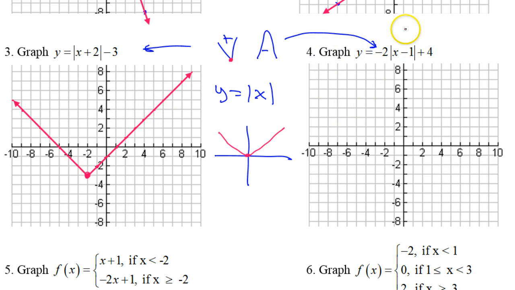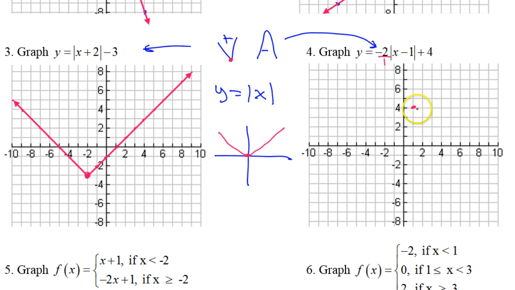Number 4 is very similar. This -1 will move us to the right 1 and then up 4. So right 1, up 4 is going to put us here. Now remember, because it's negative, I know this is a downward facing V. This number in the front is going to change the slope.